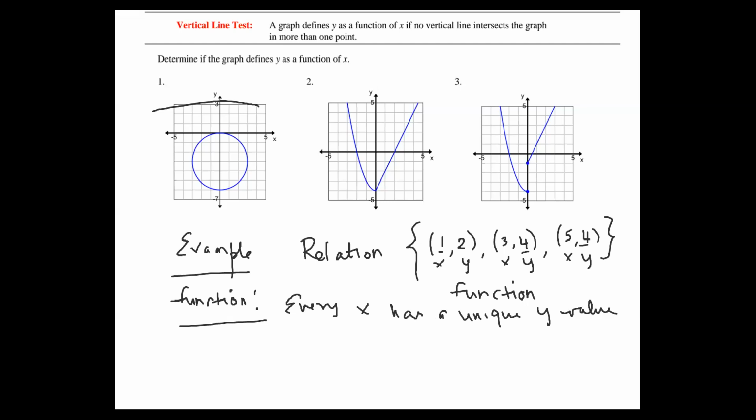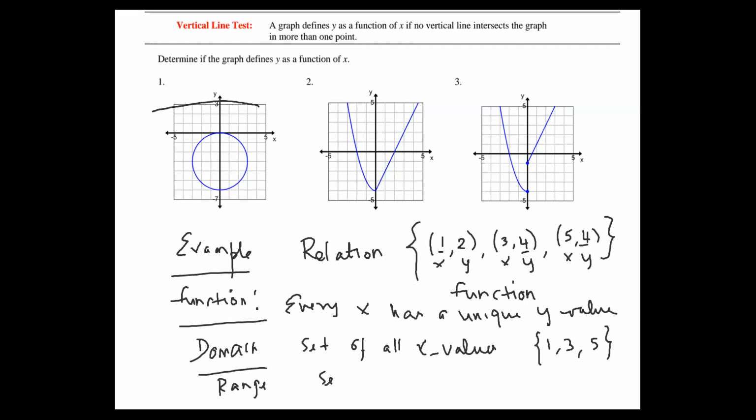If you collect all the x values in the function, the set of all x values is called the domain. So in this example, 1, 3, and 5 is the domain. And the set of all y values is called the range. In this example, we have 2 and 4, and 4 repeats, so we don't have to write it again. So these are the definitions that we need to know in order to go through the problems in this section.